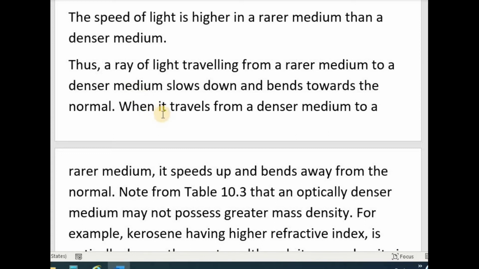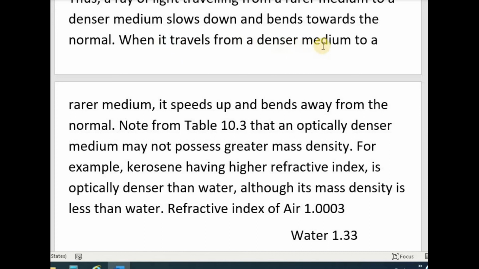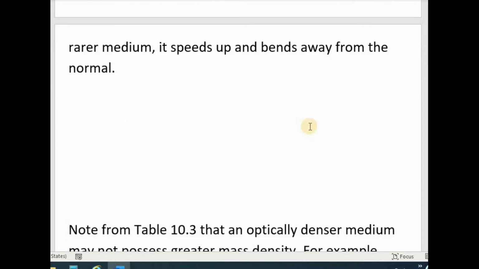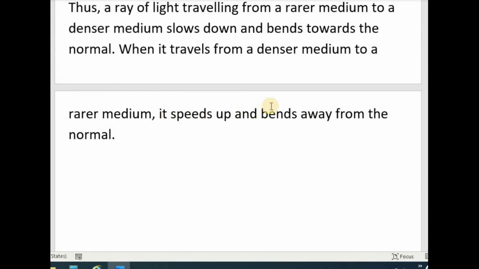Now, what happens when a light ray travels from a denser medium to a rarer medium? Suppose the light ray travels from water, which is a denser medium, to air, which is a rarer medium. The light speeds up and bends away from the normal. So when light travels from a denser medium to a rarer medium, the light ray bends away from the normal and its speed increases.